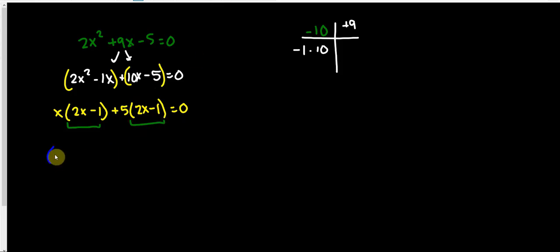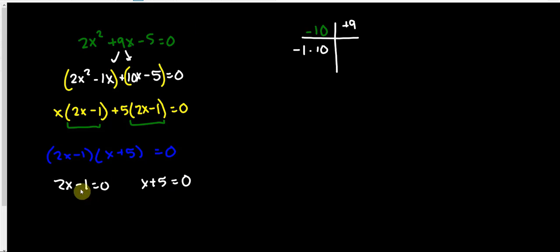So I can factor out 2x minus 1 from both of them. If I take 2x minus 1 from this term, I'm left with an x. If I take 2x minus 1 from this term, I'm left with a plus 5. And it's equal to 0. Great. So now that I'm solving, I have two things multiplied to 0. So that means either this one equals 0, or this one equals 0, or both of them equal 0.